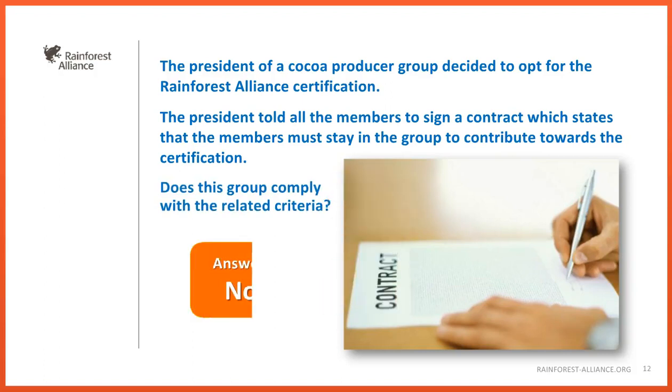The answer is no. Firstly, this group seems to have an authoritarian decision-making process, since the president can decide on important matters of the group without consulting others. This is against criterion C 1.15. Secondly, according to criterion C 1.16, members need to have the right to resign from the group. All that considered, the contract that the president is asking them to sign is against the criterion.